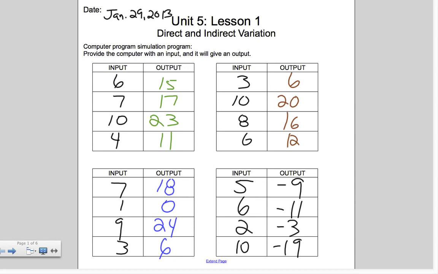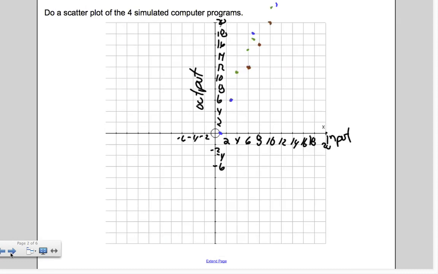So here, let's plot these ones. We have 5, negative 9. So 5, 9 down, brings us here. 6, negative 11. Oops. So 5 was negative 9, right? 6 was negative 11. What was the next one? 2 and negative 3. And 10 and negative 19. That means we are going to have to draw a line with us. Okay. So we got those 4 graphs.